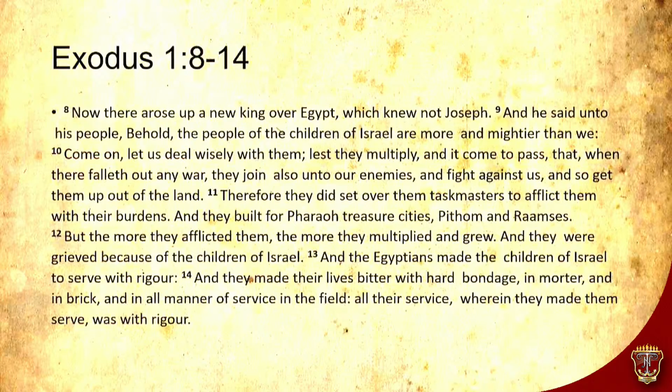So this is what they decided to do. You know what? Y'all was flourishing for the longest. Y'all was doing well. But we're gonna go ahead and drop the hammer on you. We're gonna make it real difficult, real frustrating. We're gonna put y'all into some bondage, right? Read. And they built for Pharaoh treasure cities, Pithom and Ramses. But the more they afflicted them, the more they multiplied and grew.